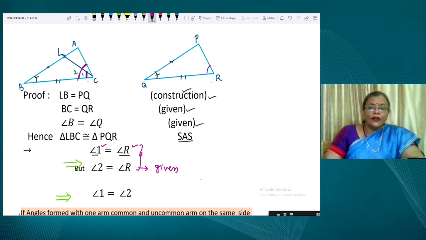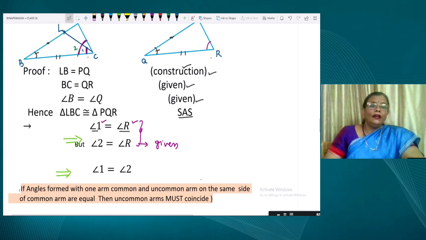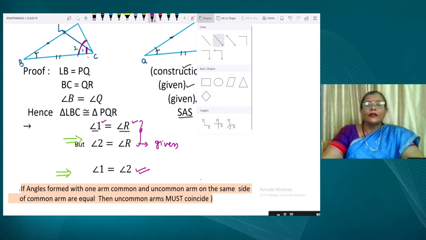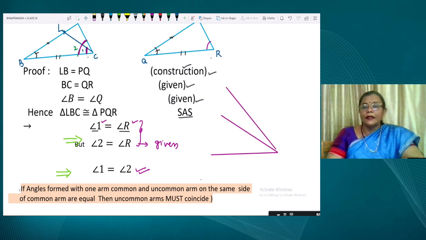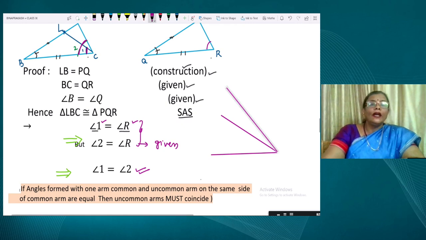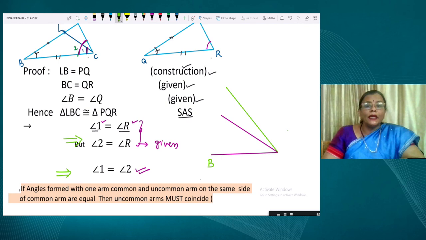So when you compare these two statements, we have Euclid's axiom: things which are equal to the same thing are equal to each other. That means angle 1 and angle 2 will be equal. Now let us concentrate on angle 1 and angle 2. Angle 1 is formed from the arm BC with another arm, LC. Then there is another angle, formed from BC with AC. So this point is B, this point is C, this point is L, and that's point A. Angle 1 is this angle, angle 2 is BAC.